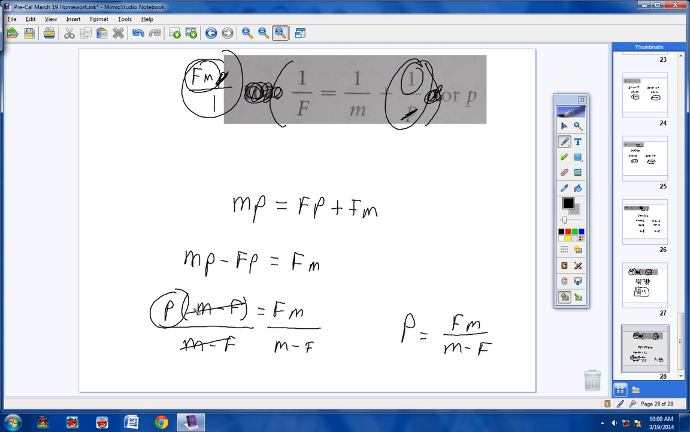It was very important that you pulled your p out, okay? You had to factor this p out, so you were left with m minus f. Now, having said that, please don't do any canceling over here in your answer. You have two terms in the denominator, one term up here. Don't cross off your m's or cross off your f's. You cannot do that, okay? And there's your final answer.